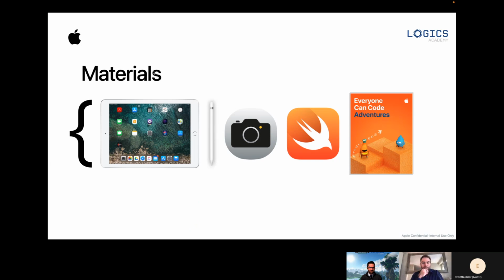So what do you need to get through this session? If you have an iPad with the latest iOS, you can download the latest version of Swift Playgrounds. It's a free app. Be warned, it's fairly big to get, so if you want to start doing that now, you'll catch up as we get into it. Everyone Can Code Adventures is an electronic book. You can find it in the Apple Books store. We're going to take a very brief tour through it just to refresh ourselves, and then we'll get into it.